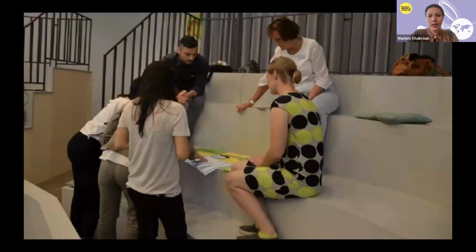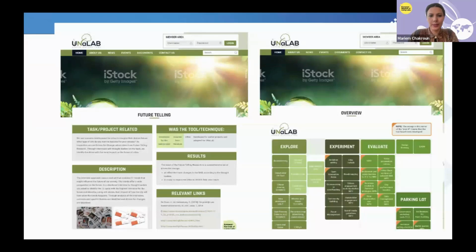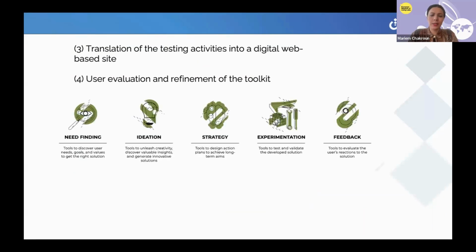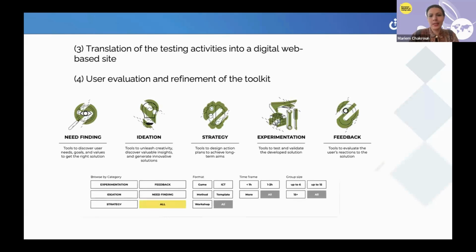And here you can see this photo was taken in the project implementation when we were testing some co-creation tools. And this led to the first versions of the online toolkit, that was refined, of course, thanks to the results of the first testing activities and the evaluation of the users and the partners. And here you can see the final version of the toolkit, which is online now. And you can see the different categories of the toolkit.